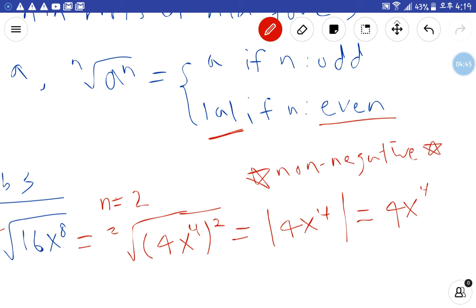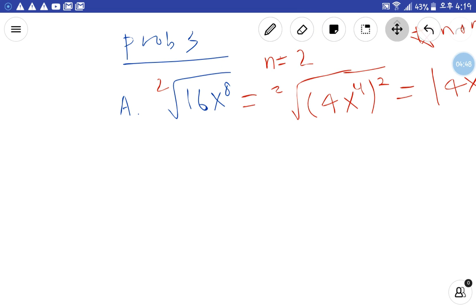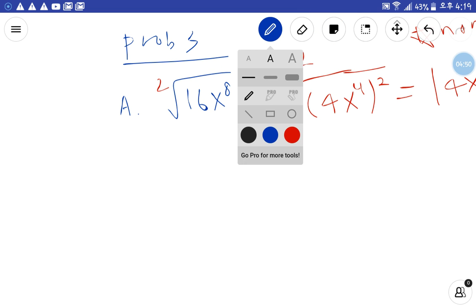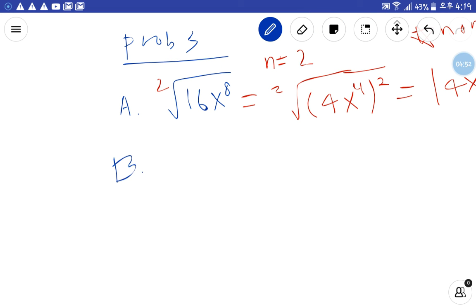Okay? Alright, let's practice the second expression together. So my second expression is b: the cube root of a to the 6th power, b to the 9th power. Alright. So, you don't really have to worry about anything because we don't need any absolute value. Why? Because my n is odd.